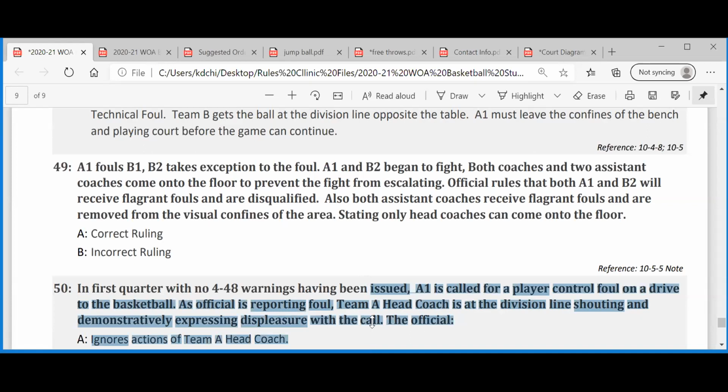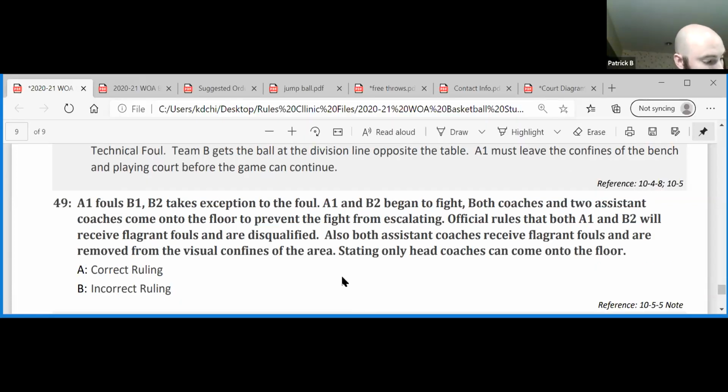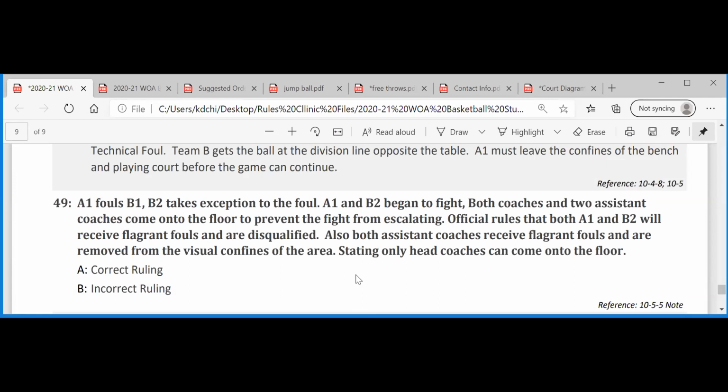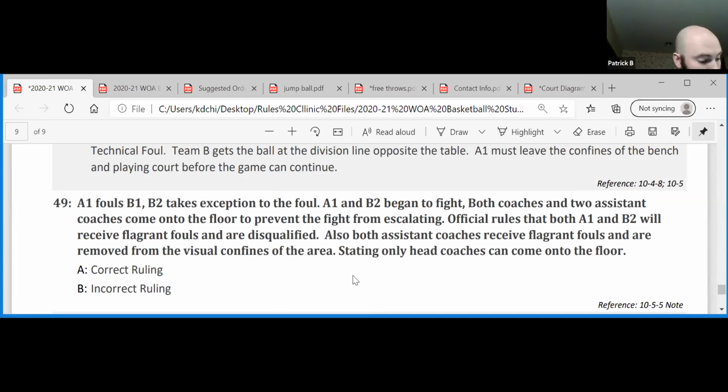At 49, B1 fouls B1. B2 takes exception to the foul. A1 and B2 begin to fight. Both coaches and 2 assistant coaches come onto the floor to prevent the fight from escalating.